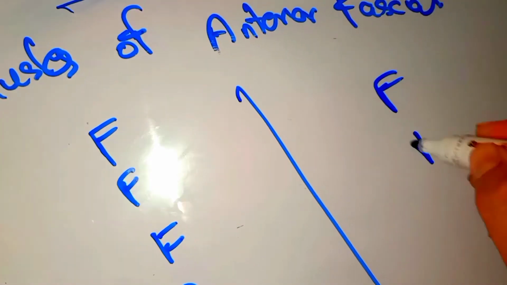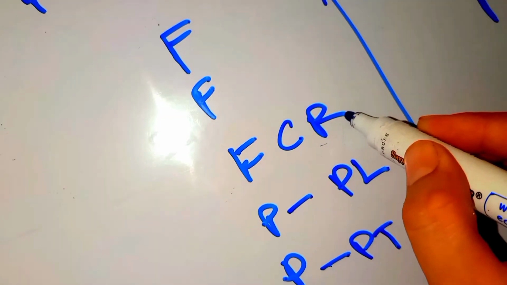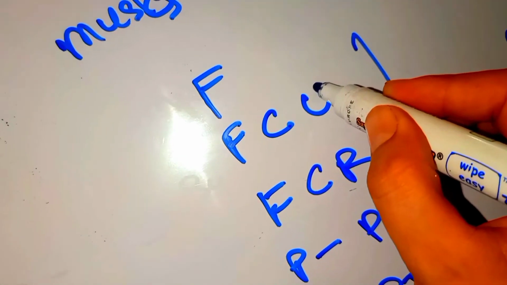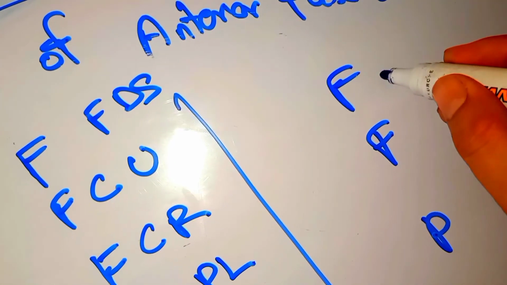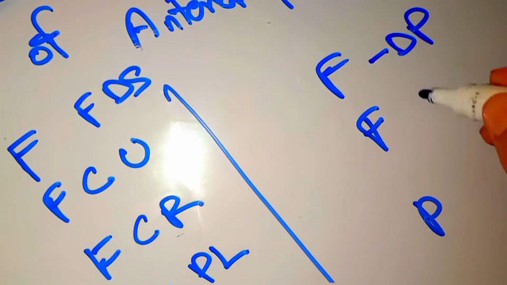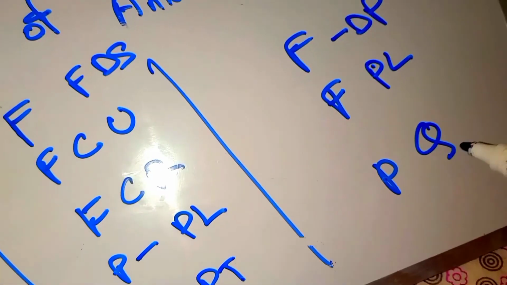So one by one. P is for the pronator teres, palmaris longus, flexor carpi radialis, flexor carpi ulnaris, and finally flexor digitorum superficialis. On the other aspect, flexor digitorum profundus, flexor pollicis longus, and finally pronator quadratus.